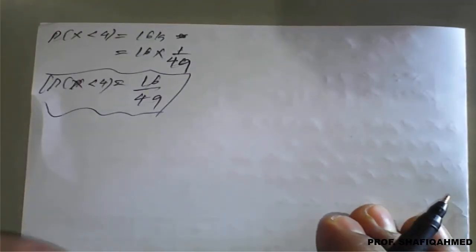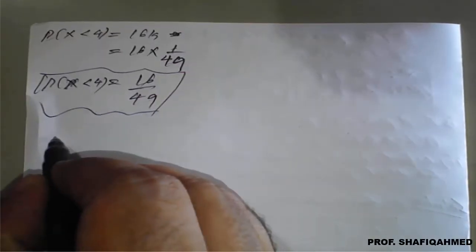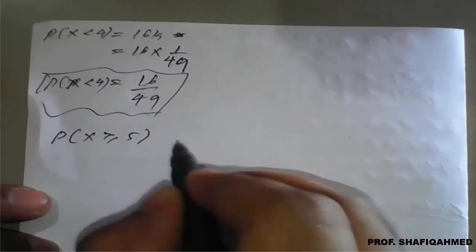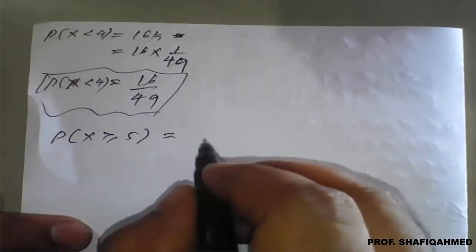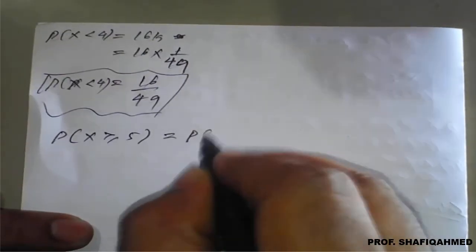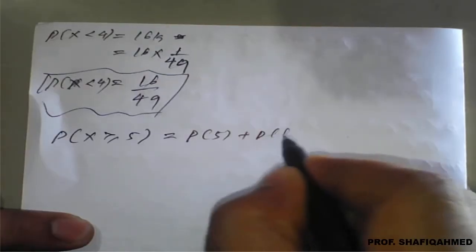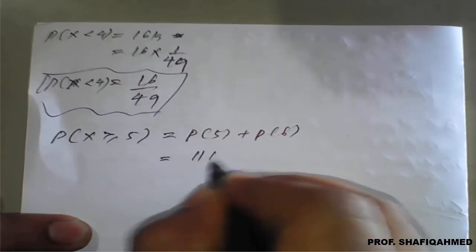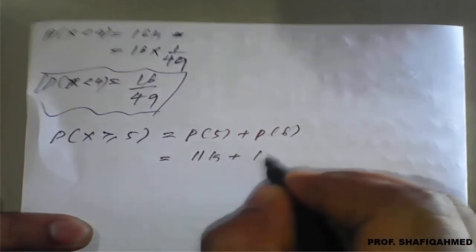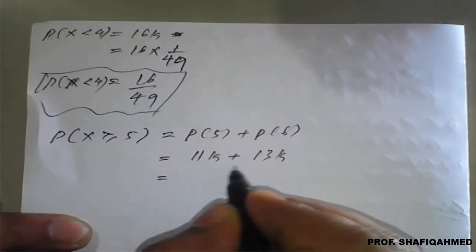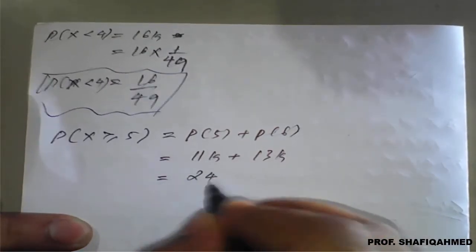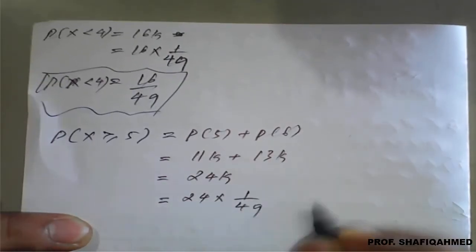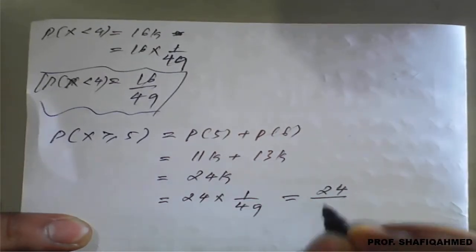Next, second, in this we need to find P(X ≥ 5). According to the table, it is P(5) plus P(6), only we have 2. So P(5) is 11k, and P(6) is 13k. Which is nothing but 11 plus 13, that is 24k, which is nothing but 24 into 1/49. So the answer is 24/49.